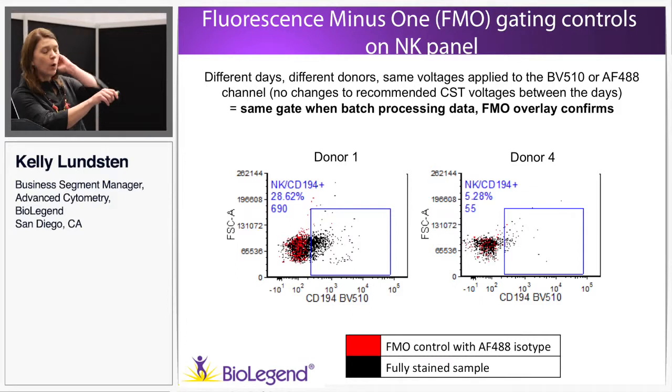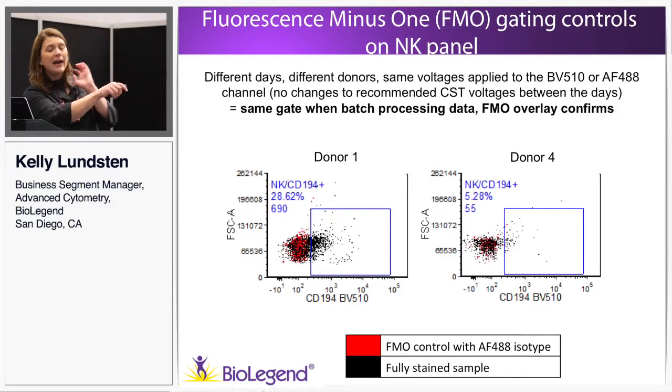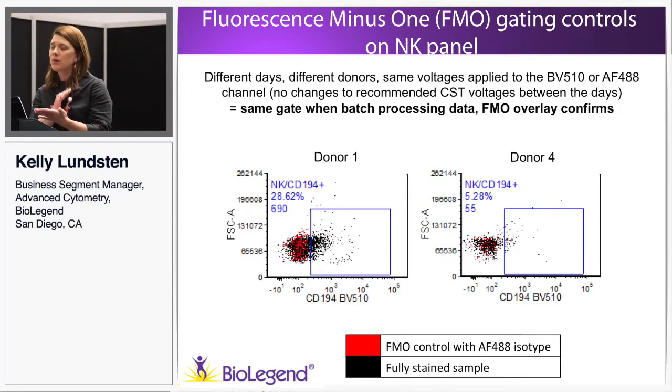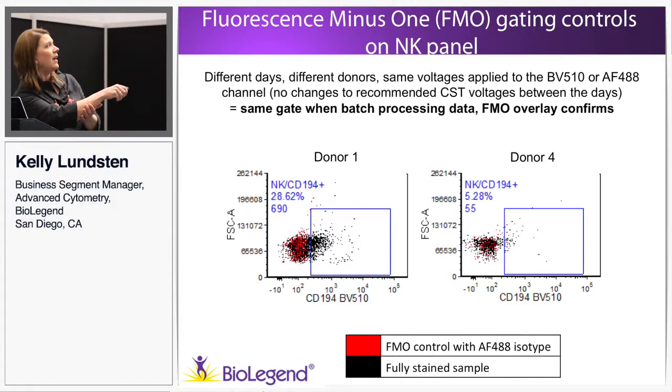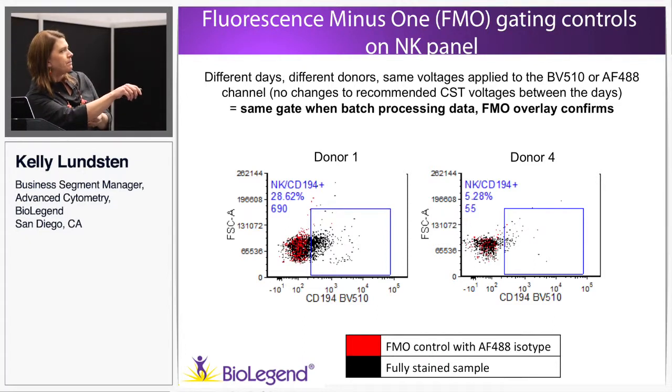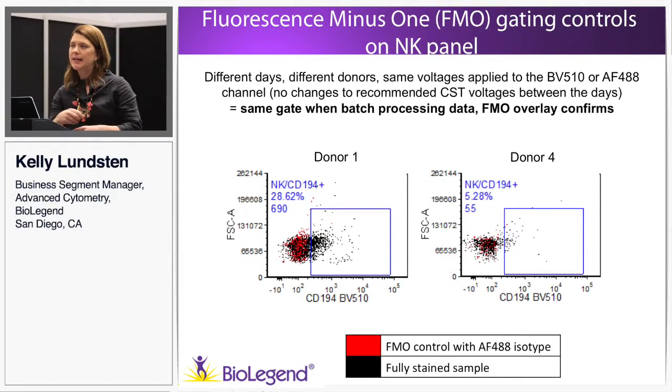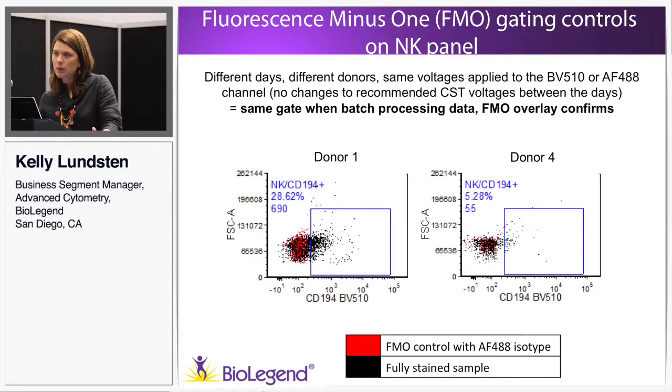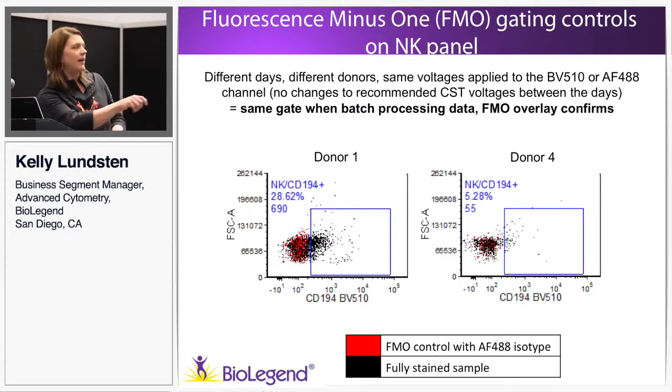So in this instance, I hope that you can see the red from here. I have a plot that's overlaid with its FMO, so you can see where I decided to draw the gate. So for donor one, you can see that the gates begin at about the same place. Even though each donor was analyzed on different days, I used the same voltages applied to my machine, which passed CST equally across that time period. So it was highly internally consistent that these gates are relevant to one another. But between the two donors, I see a humongous degree of variability.